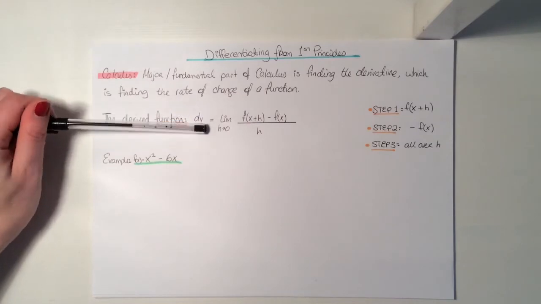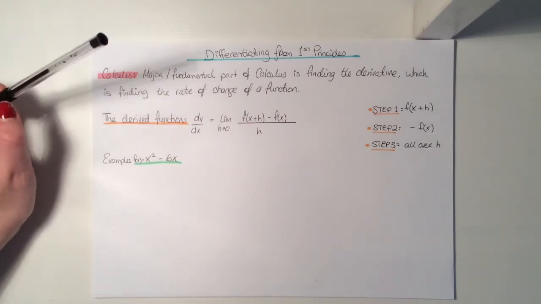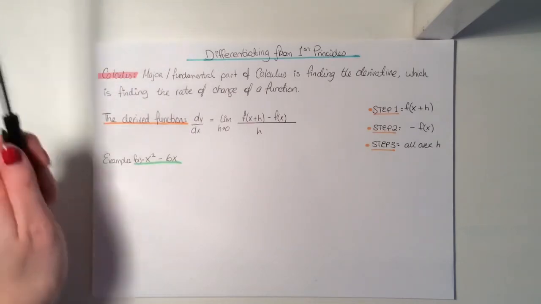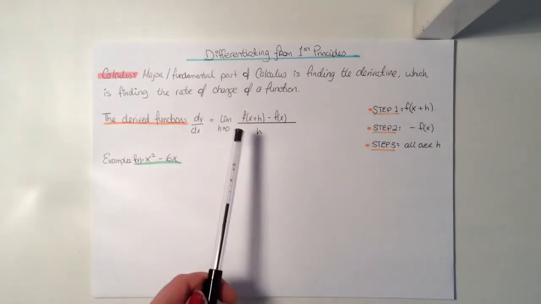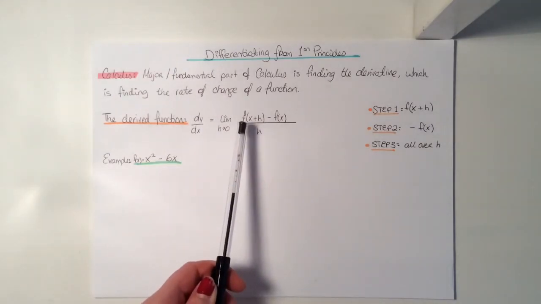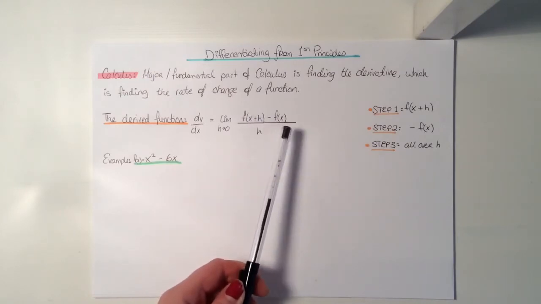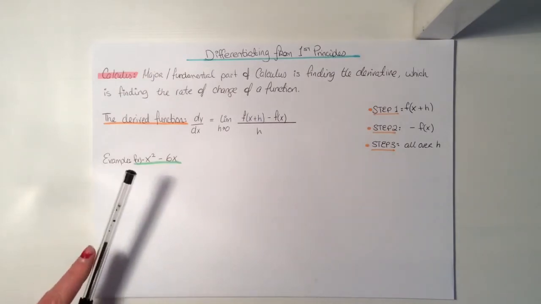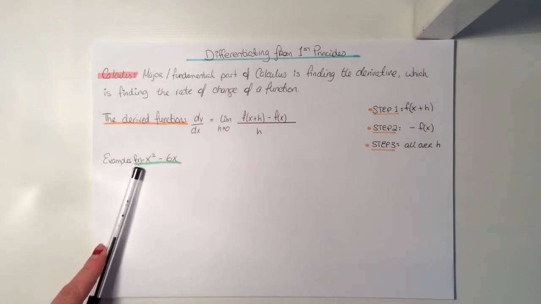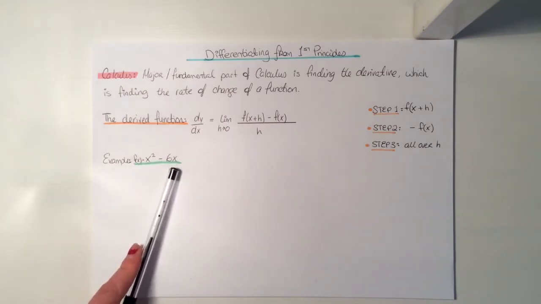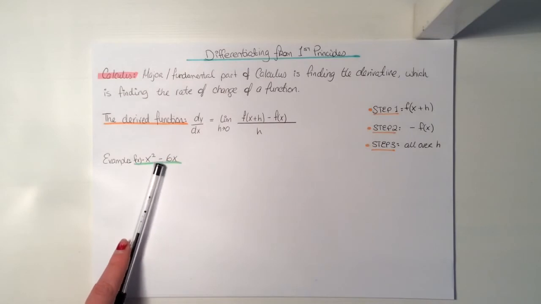So this is what you'll use, or you can use f dash x. You'll see that too as we go through this week. Either one's the same thing. So we've got f of x plus h minus f of x all over h. Here, for example, our f of x is x squared minus 6x. I want us to differentiate this using first principles.